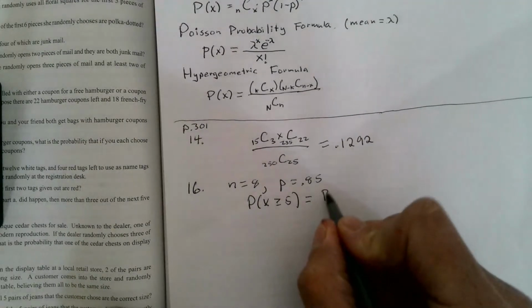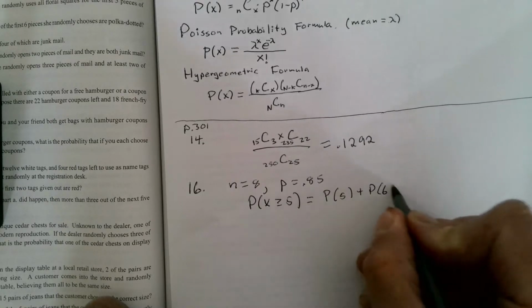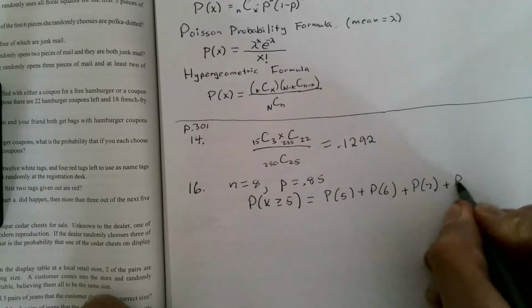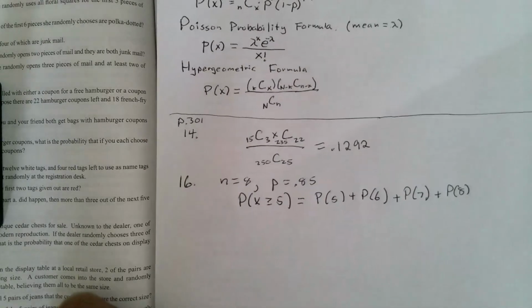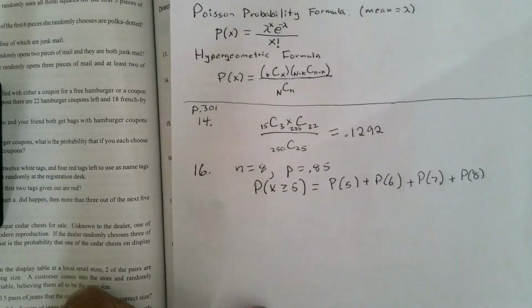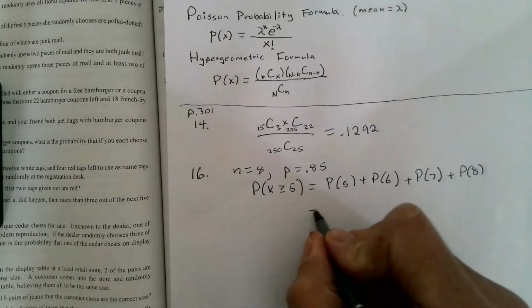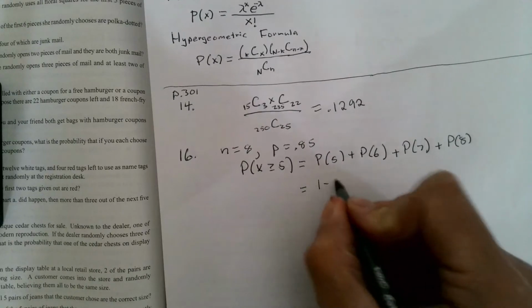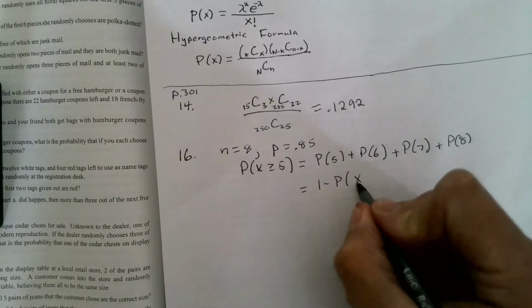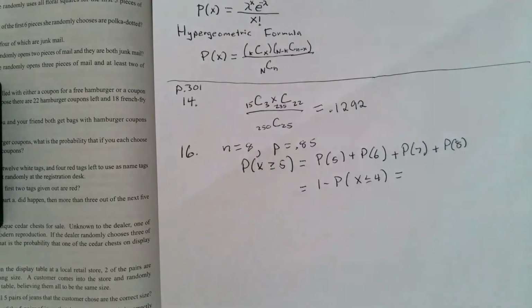So this would be P of 5 all the way through P of 8. However, we can use the binom CDF command and use the complement. The complement of x being greater than or equal to 5 is x being less than or equal to 4. Now we can use binom CDF.